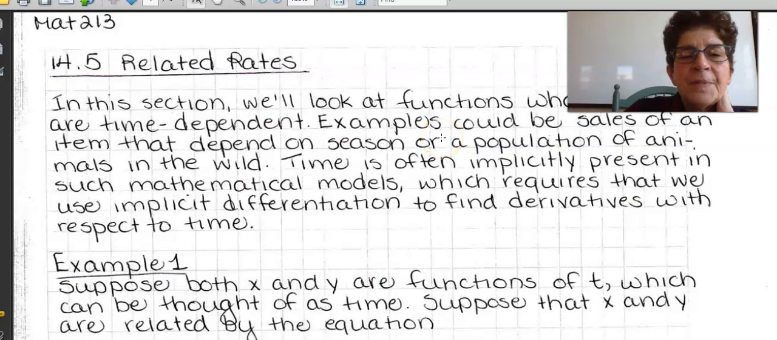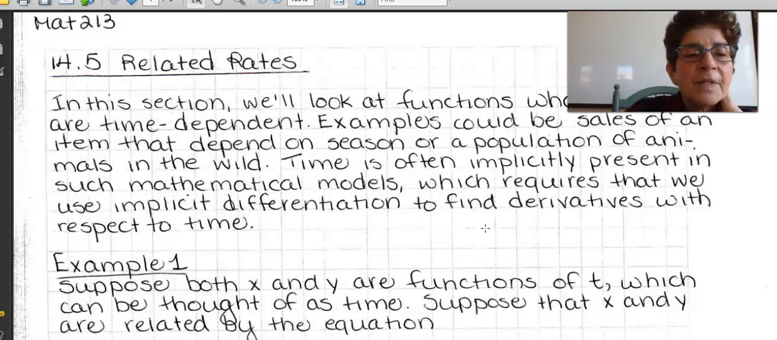Some examples can be sales of an item that depend on seasons. Again, think things like turkeys or Christmas trees or pool toys. Or a population of animals in the wild. For example, the population may be time dependent and it may increase, say, in the springtime and decrease in the fall. Time is often in these types of mathematical models, and it requires that we use implicit differentiation with respect to time when we find derivatives.